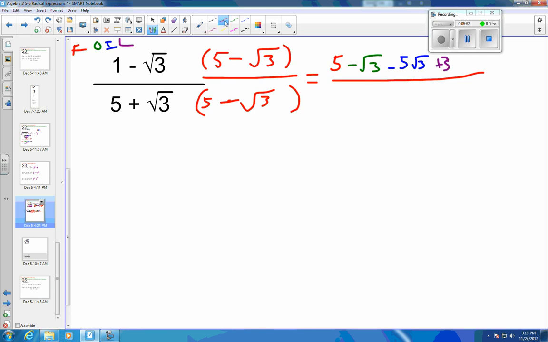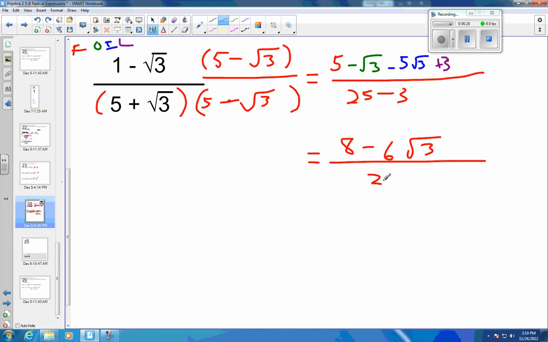And we can do the bottom. And we don't need to go ahead and FOIL. We can just follow our pattern. So that's going to be 5 times 5 is 25. Middle terms drop out. And it's going to be square root of 3 times square root of 3 is 3. Then you can combine all your like terms. So you have a 5 plus 3 is 8. Minus square root of 3 minus 5 more square roots of 3 is minus 6 square roots of 3. And then 25 minus 3 is 22.